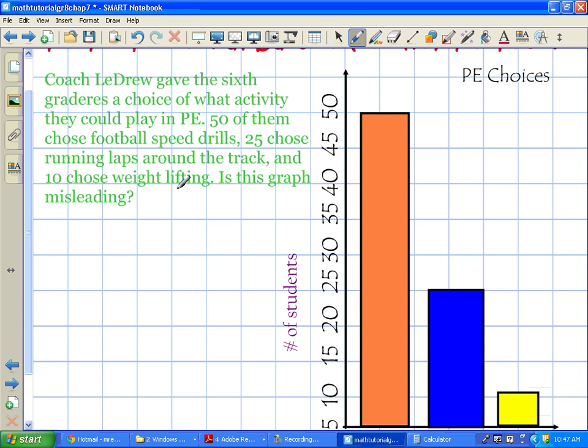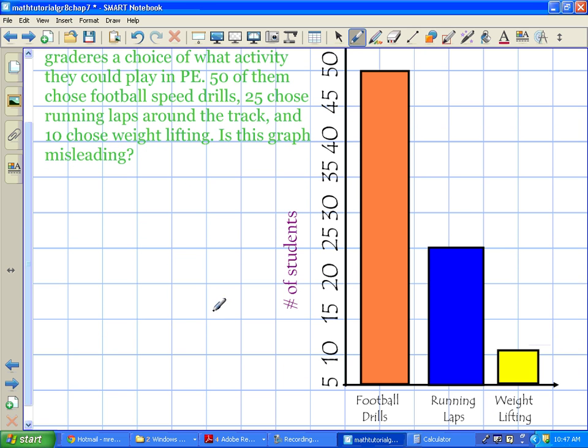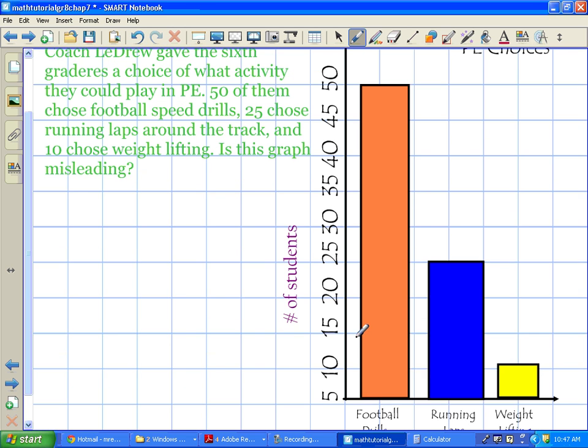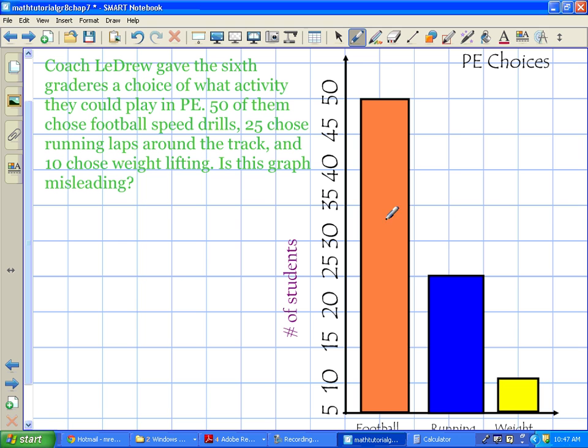Looking at the bars to see if they're proportional. You've got the number of students, but look how wide they made these bars. By making them wider, like this, it makes it look a little bit different. It makes it look like this one is more important or thicker than the others here.